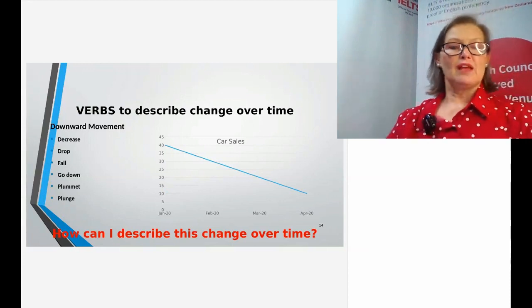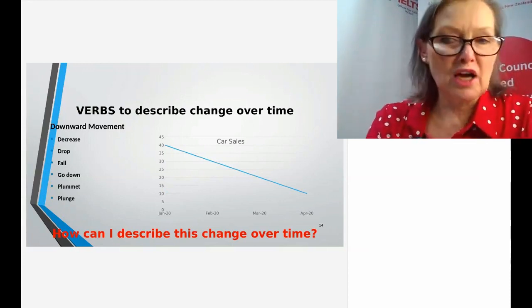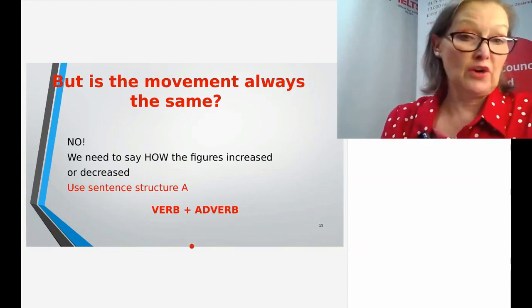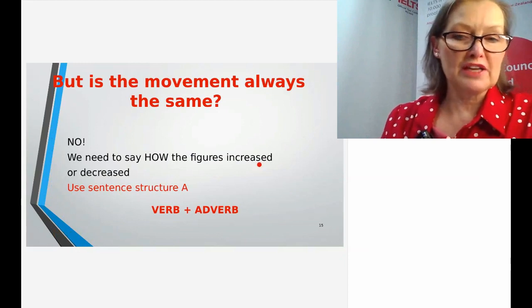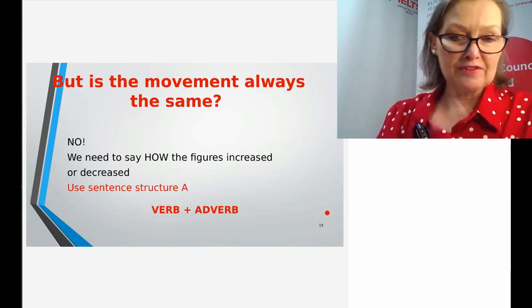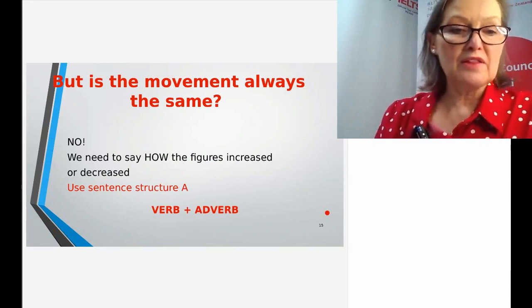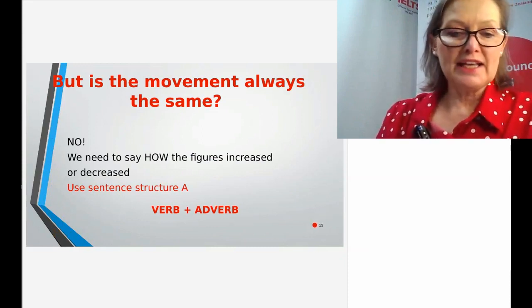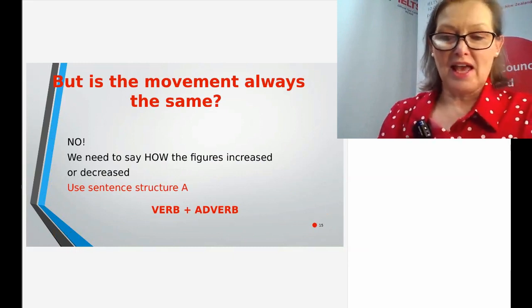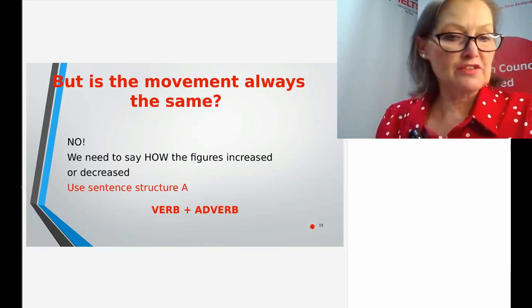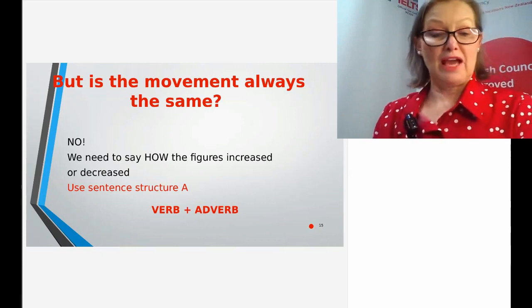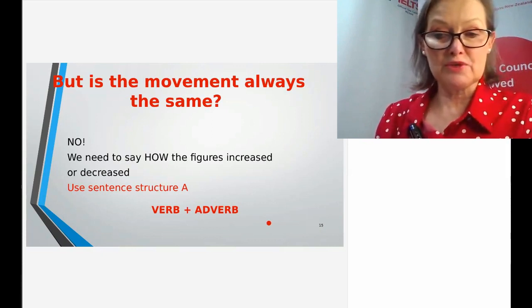Let's move on to, but is this upward or downward movement always the same? And the answer to that is no. Of course, there's a lot of variation in the graphs that we look at, and we need to be able to say how the figures increased or how they decreased. And I like to refer to this as sentence structure A. And once again, the collocation is very tight. We're simply going to use a verb, and then we're going to describe how they went up and down by using the adverb.